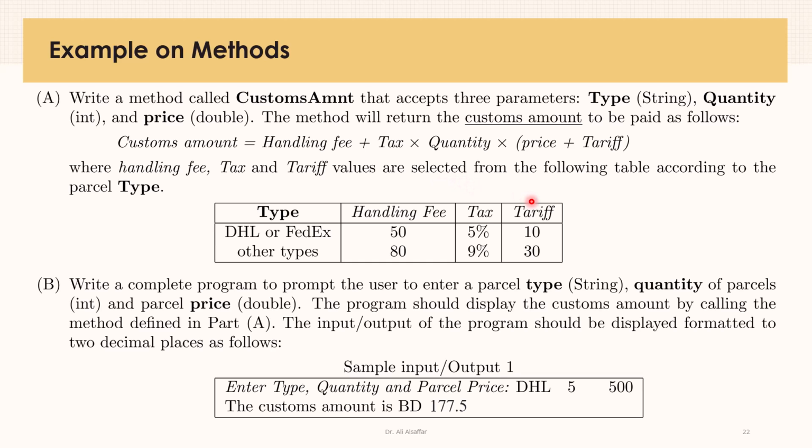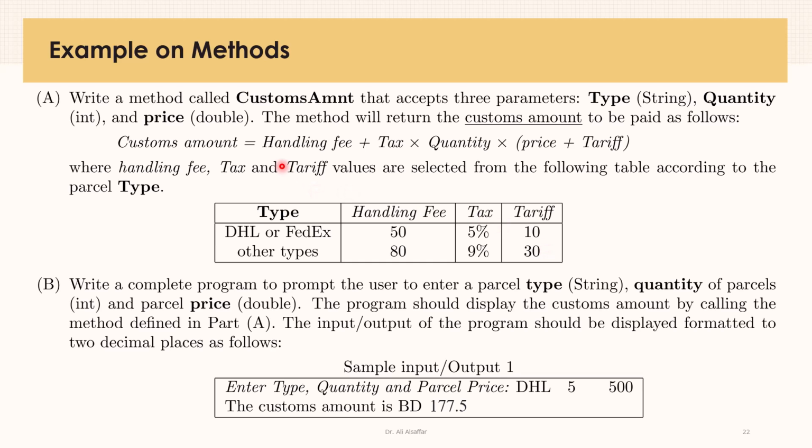different tariffs. If the type of the delivery service is DHL or FedEx, then the handling fee is 50, the tax is 5%, and the tariff is 10. For any other type of delivery service, the handling fee is 80, the tax is 9%, and the tariff is 30.